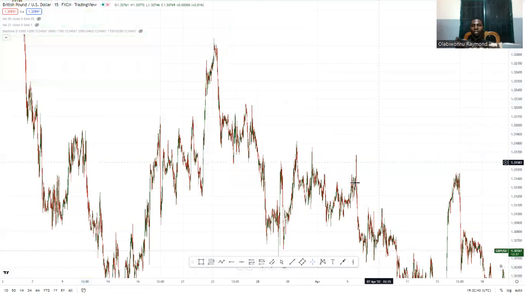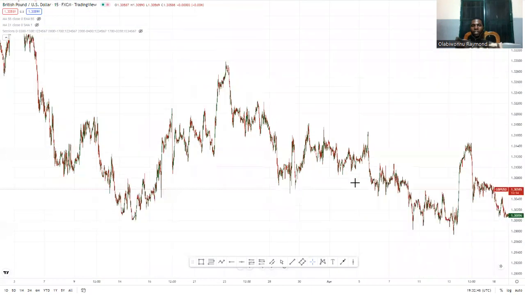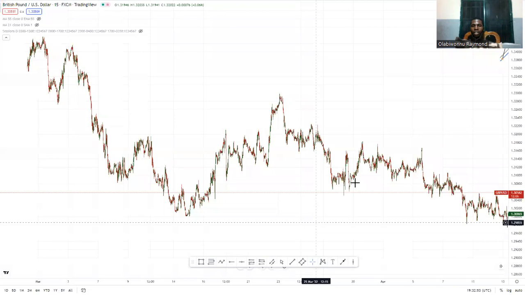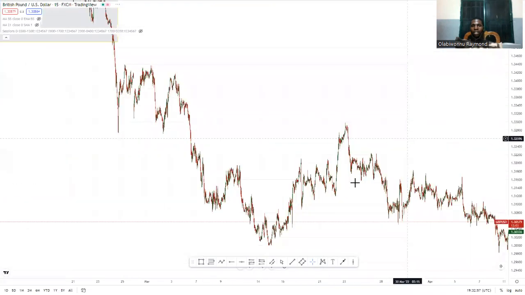This is a live chart. So you can all see what I was explaining. Let me start from here. Let me zoom out from this. I guess you can see very well.